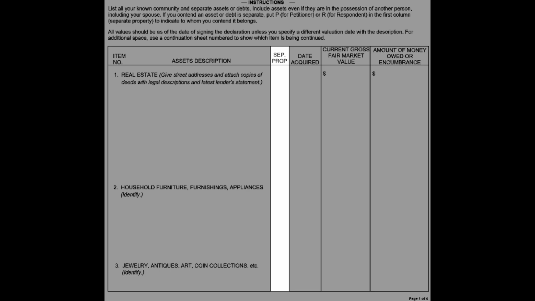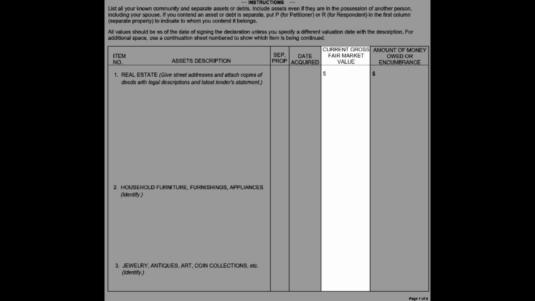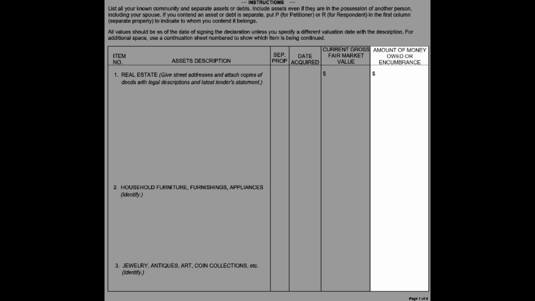If it is a contended item, such as an item that was acquired before or after the marriage, or anything that either received as a gift or by inheritance at any time, write P for petitioner, claiming it as yours, or R for respondent, claiming it as your spouse's. The date acquired column is when you purchased or received an item. The current gross fair market value is the value of the property as of date of filling out this paperwork. The amount of money owed or encumbrance is anything not fully paid off.